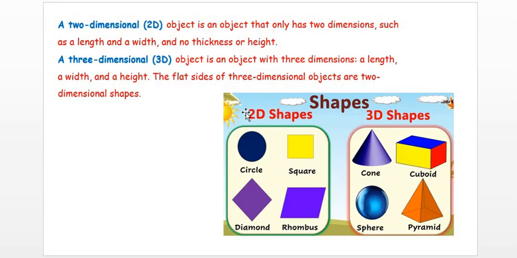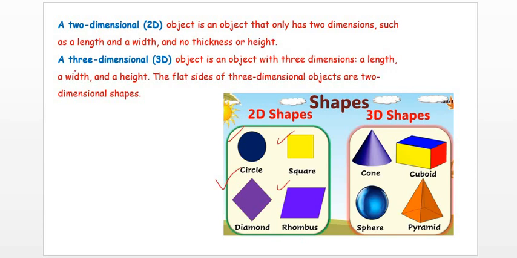First, let's see what is a 2-dimensional shape or figure or object and what is a 3-dimensional figure. So here you can see, as it is written in the definition, a 2-dimensional or 2D object is an object that has only 2 dimensions such as length and width and no thickness or height, and it's very easy to draw the 2-dimensional shapes because they are flat surfaces. They just have a length and a width, and it's very easy to draw them on the paper. As you can see here, I have drawn a circle, a square, a diamond, and a rhombus.